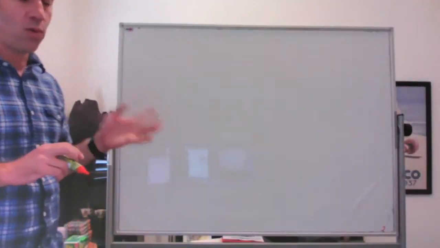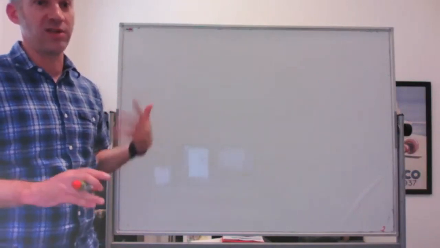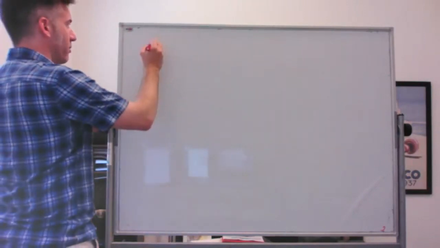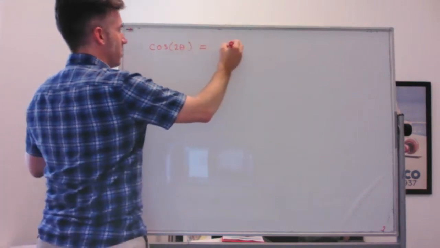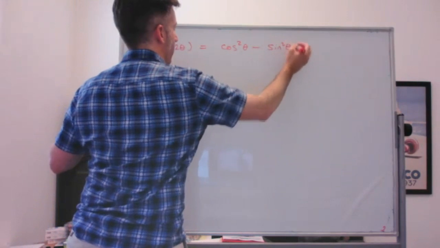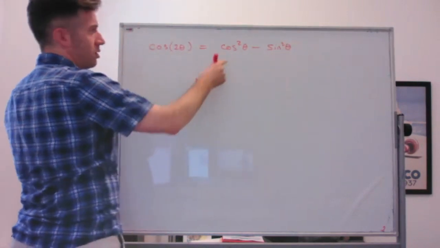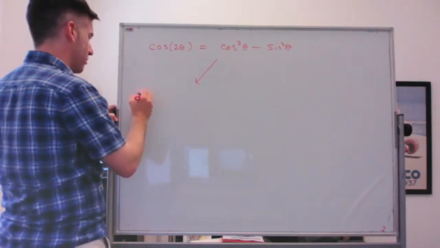So one thing to be aware of is that there are two alternate double angle formulas for cosine of 2 theta, one of which we already talked about. So cosine of 2 theta is equal to cosine squared theta minus sine squared theta. And as we just saw, you can replace cosine squared theta with 1 minus sine squared theta.